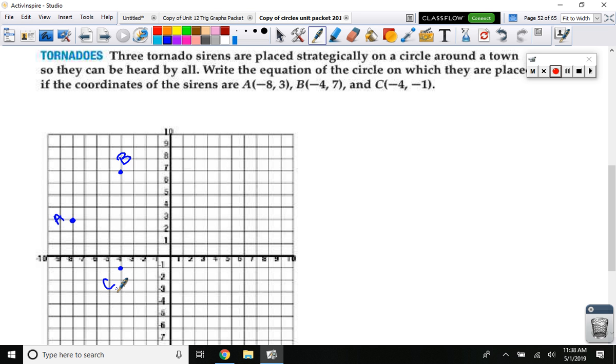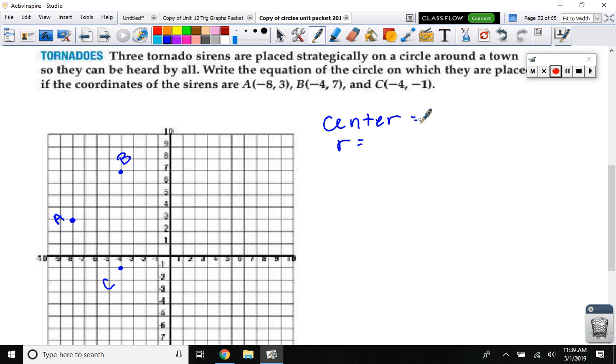So what do I know about all these points? Where are they located? On the actual circle. So when I draw this circle, they should all be on the circle, right? If I want to write the equation, I have to find 2 things: the center and the radius. They didn't give me the center or the radius, but they gave me points on the circle, correct?